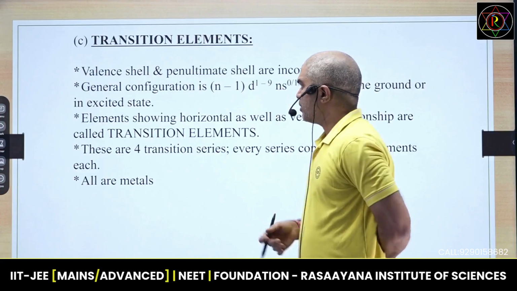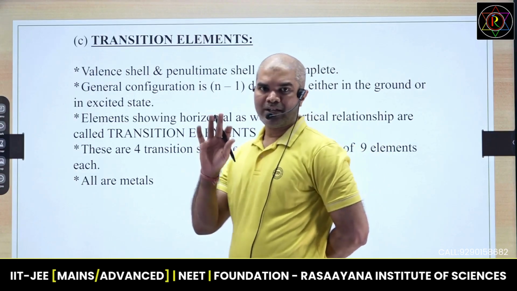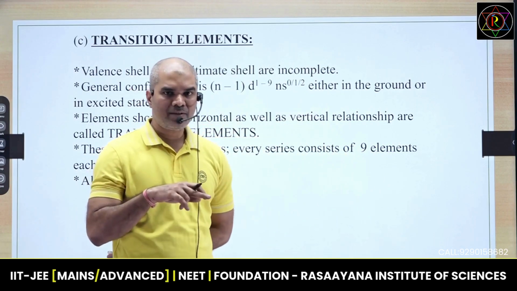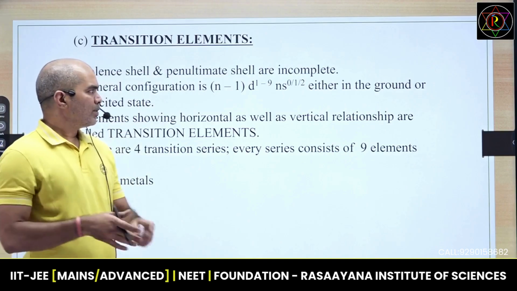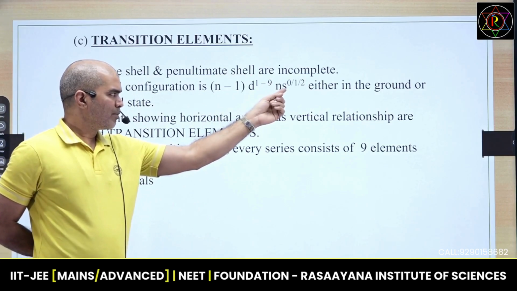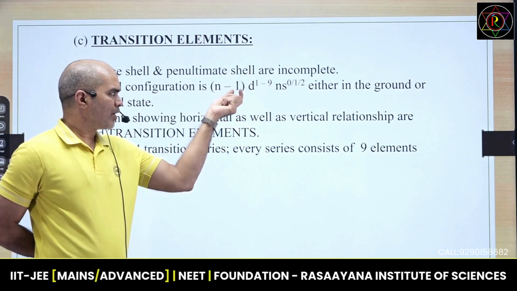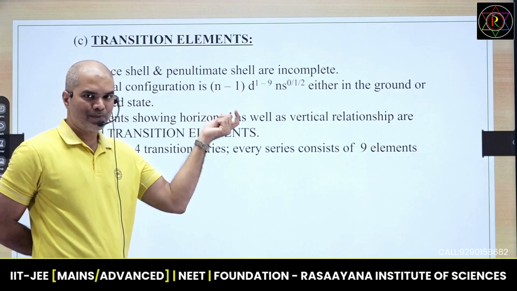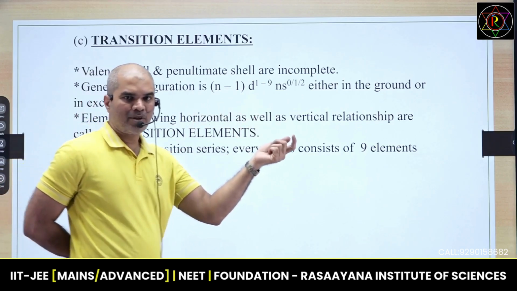Third one, transition elements. In transition elements, I told you the valence shell as well as the penultimate shell will both be incomplete. For the ultimate shell we give ns, for the penultimate shell we give n minus 1, for the anti-penultimate shell we give n minus 2, where n is the principal quantum number.